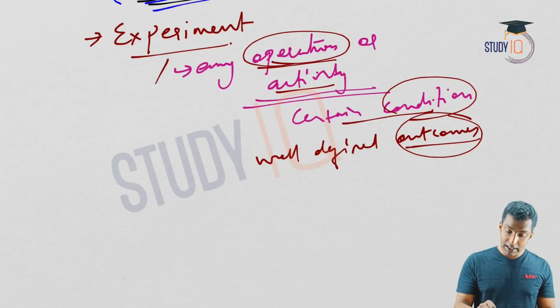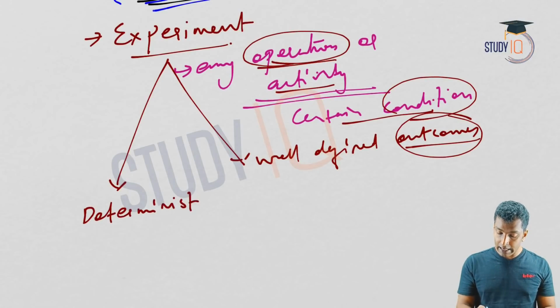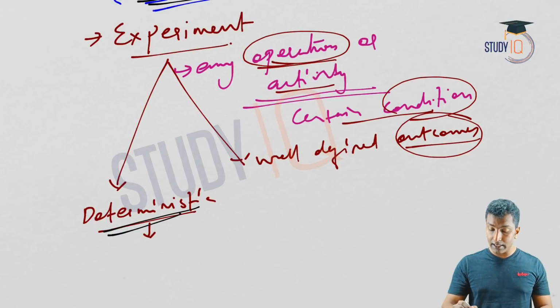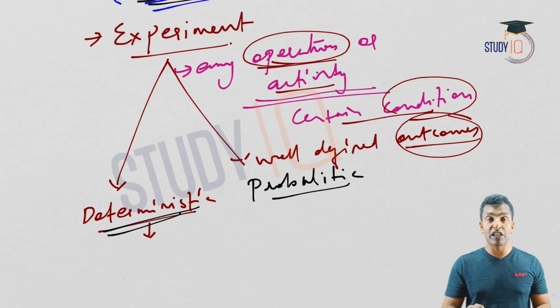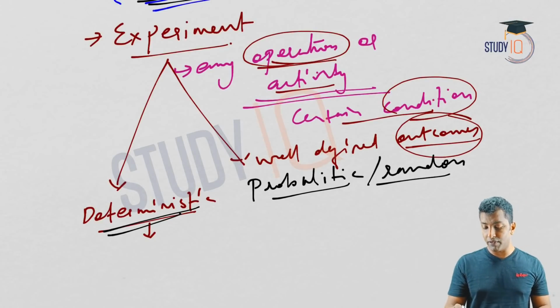Now if you ask me, there are 2 types of experiments. One is deterministic experiment. Deterministic experiment means the outcomes are predicted, like you can predict the outcomes. Whereas the other one is probabilistic, or random, and this is what we are interested in this particular chapter. As its name indicates, you might have understood that the outcomes are not predicted.